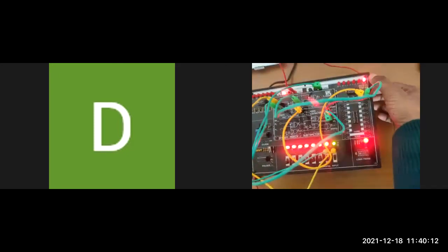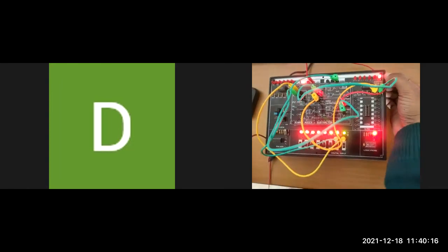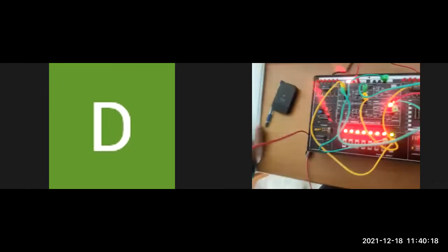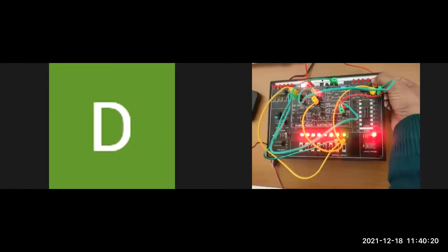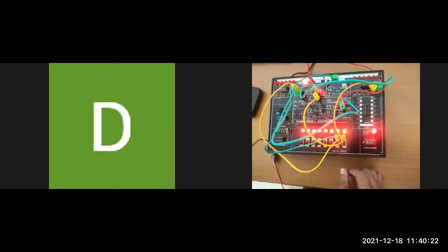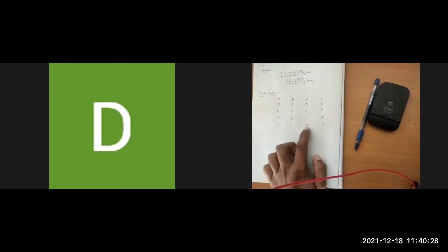Okay, so from this you can see the first one is sum. When the sum is 1, it is blinking and the carry is 0. And the last combination, that is 1 1. At this moment you can see the last combination is 1 1, so in that sense the sum is 0 and the carry is 1.